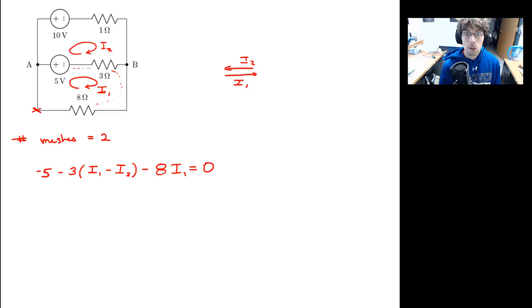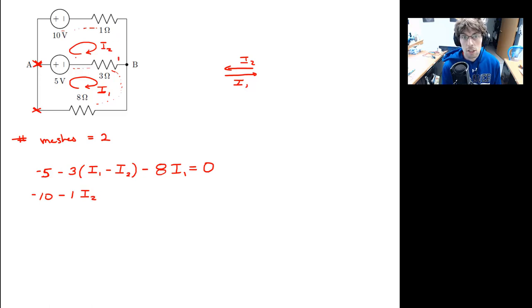Okay. Go ahead, take a second, see if you can write down the equation for the top mesh. Got it? All right. So here we go. I'm going to start in what I've labeled as node A, and I'm going to again walk in the direction of I2. So doing that, I see that I have a drop of 10 volts. So I'll put a negative 10 here. I keep walking. I have a drop across the 1 ohm resistor, 1 times I2.